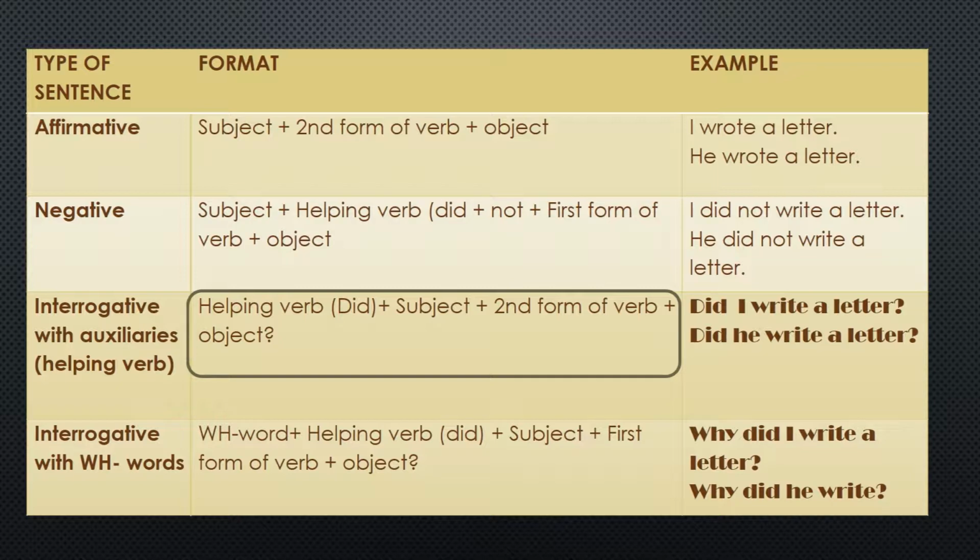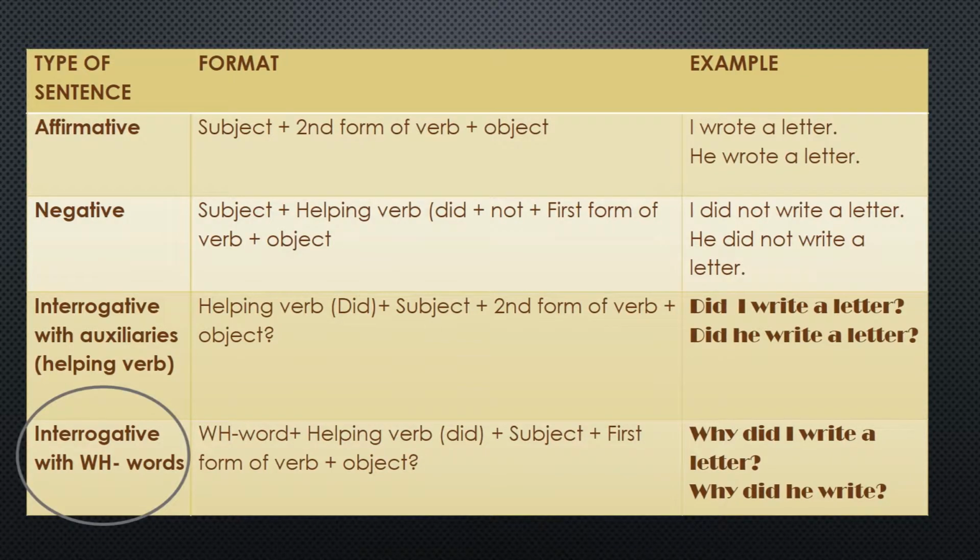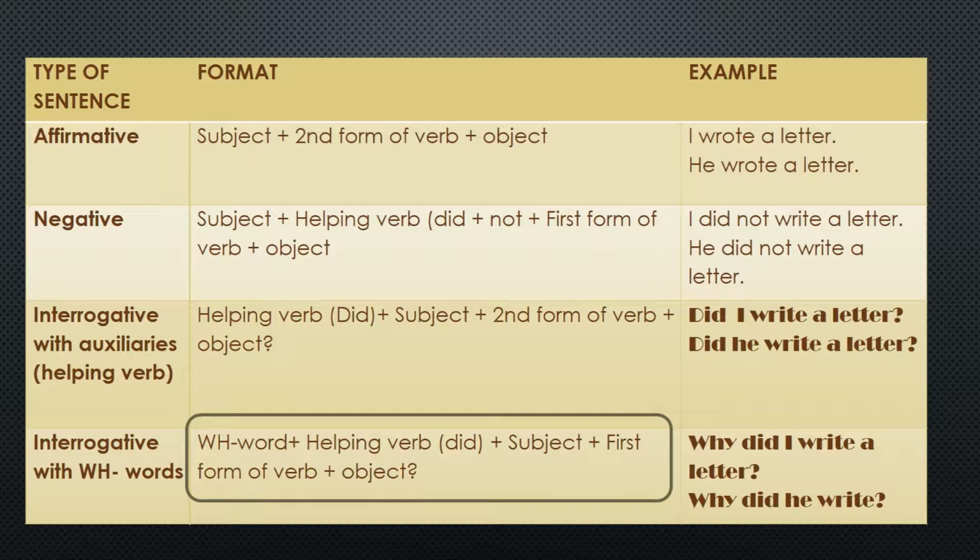The next type of sentence is interrogative with WH words. Examples like why did I write a letter? Why did he write? The format of these sentences is WH word, helping verb did, subject, first form of verb, and object, and the end of a sentence is with the question mark sign.